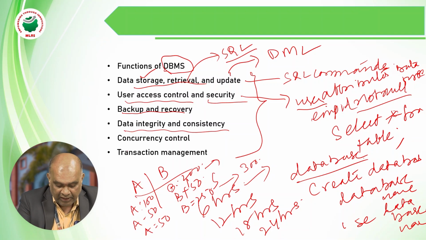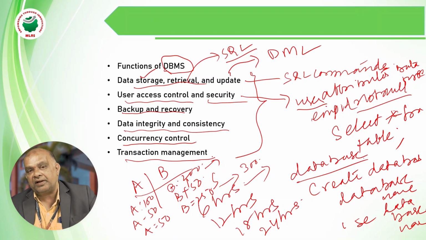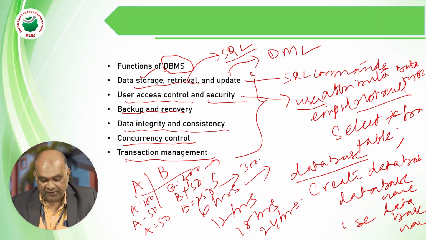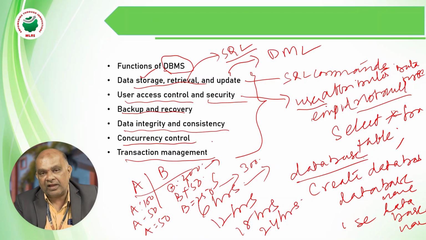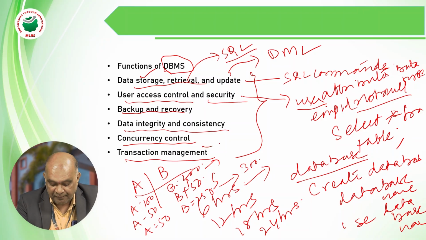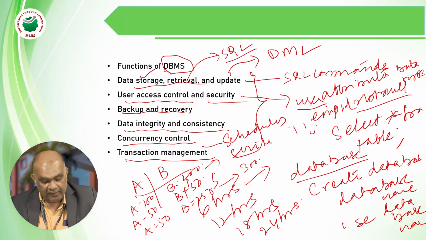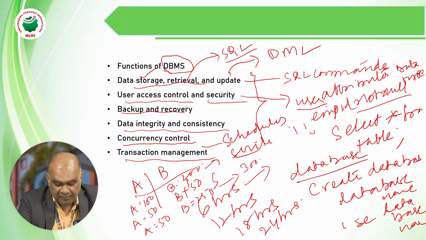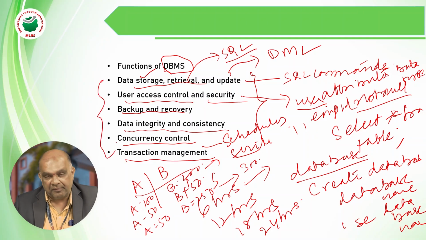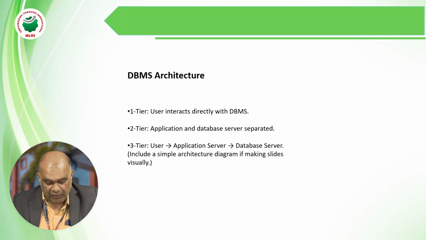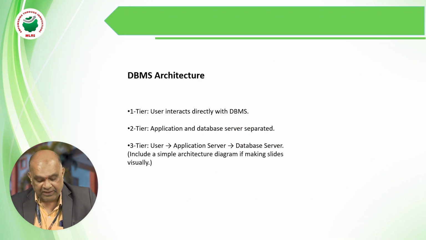And concurrency control and transaction management. These two are the most important concepts of the database management system. In concurrency control, we are going to discuss the schedules and we are going to discuss the serializability of that particular database. So these are the most important functions of the DBMS. Next, we are going to understand what the DBMS architecture is.